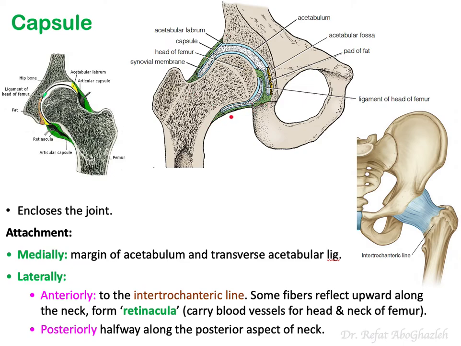And the capsule is simply a dense fibrous connective tissue, right? So the most important thing here: where is the attachment of the capsule medially and laterally? Medially, very simple, you can see the green color here, it attaches to the margin of the acetabulum, and also inferiorly. If you look here, you remember the transverse acetabular ligament. Yes, so it attaches to the transverse acetabular ligament.